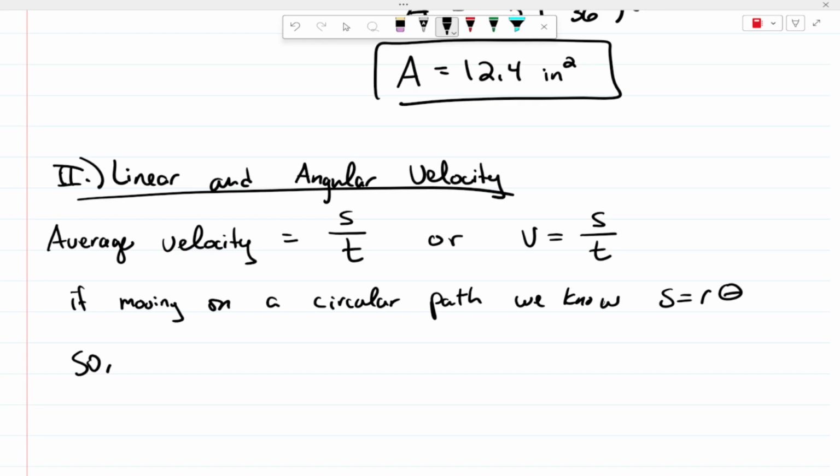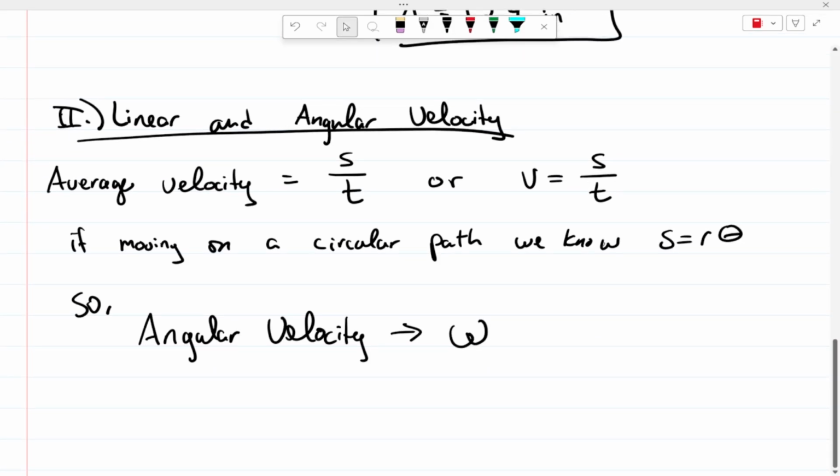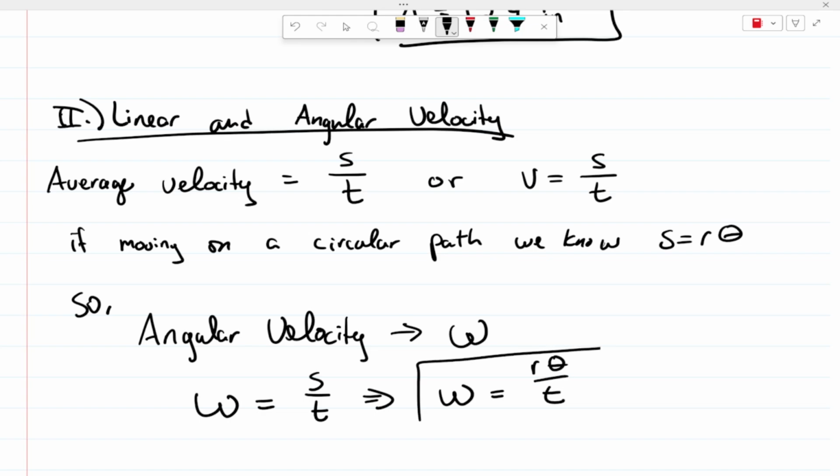So what we've created now is what we call angular velocity, which is abbreviated with this omega. It's going to be nothing more than just s over t, where s is the arc length, so it's r times theta over t. And there is our angular velocity right there.